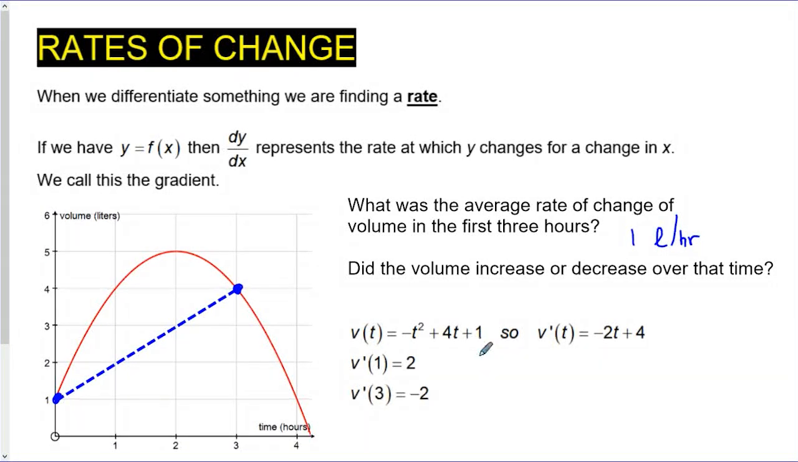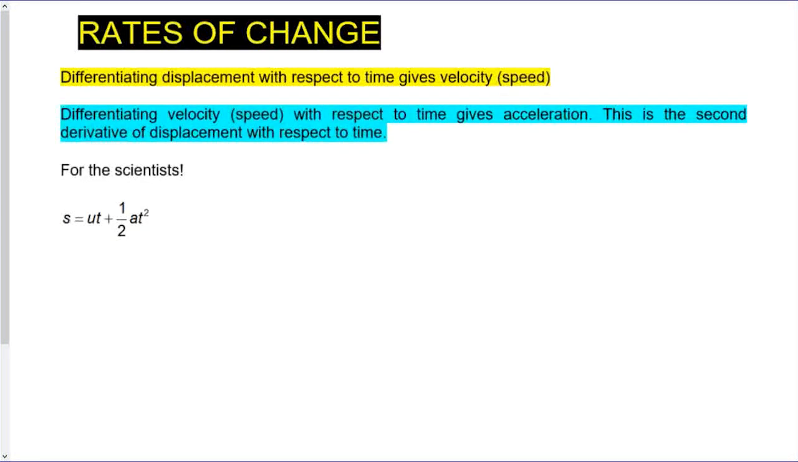So remember, 2 points for an average gradient, a derivative for an instantaneous gradient. So the derivative of this function is negative 2t plus 4. If we put 1 into the first derivative, that tells us that at that exact instant, the volume is changing at 2 liters per hour. And it's increasing because it's a positive quantity. If we put 3 in, we get negative 2, and that is negative 2 liters per hour. The volume is actually now decreasing, and that's indicated by the negative sign.